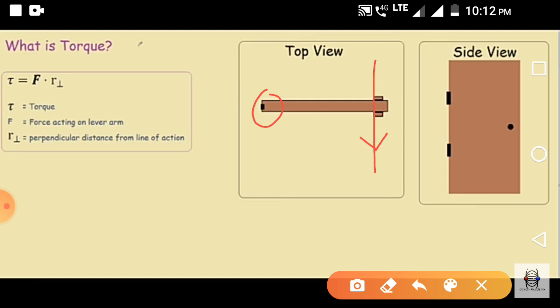It depends upon the force applied here. That means the quantity of force, the measurement of force, how many newtons of force are applied here, this matters. That means on this point the turning effect depends. See, so the turning effect depends on the force acting on the lever arm, that means here.